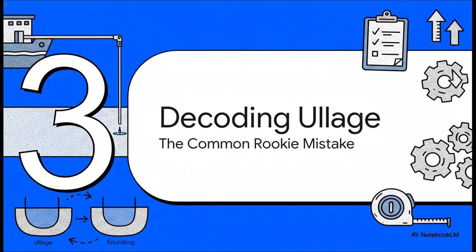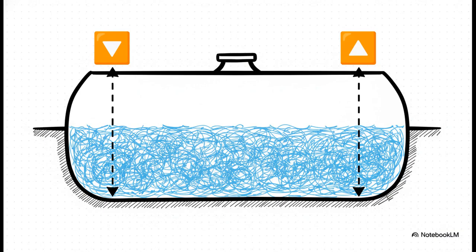Okay, let's talk about the single biggest trip-up for new officers. Seriously, it's confusing ullage with sounding. If you can get this one difference locked in your brain, you are already way ahead of the curve. So, what's the deal? It's pretty simple when you see it. Ullage is the empty space. You measure it from the top of the tank down to the surface of the liquid. Sounding, on the other hand, is the actual depth of the liquid itself, measured from the bottom of the tank up. And for all our math, for all our formulas, we always need the sounding.